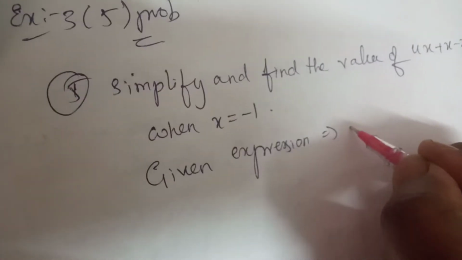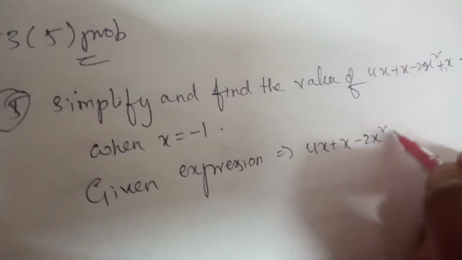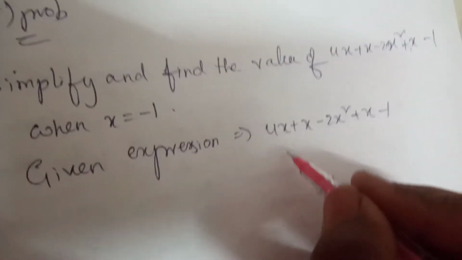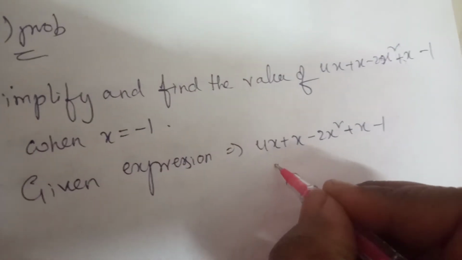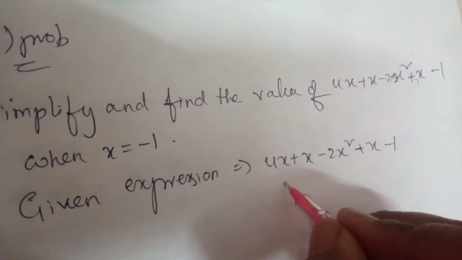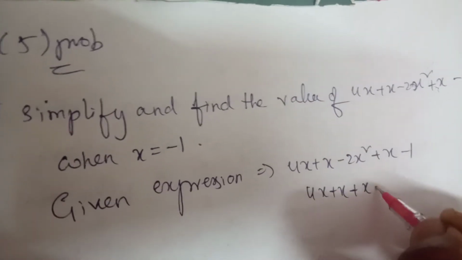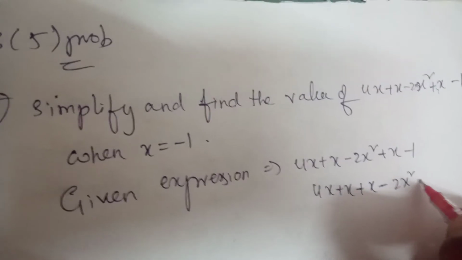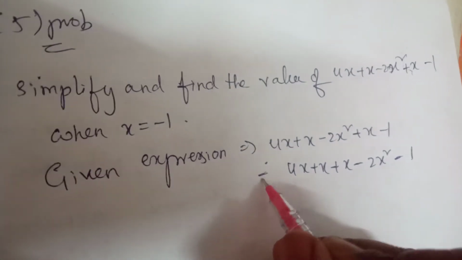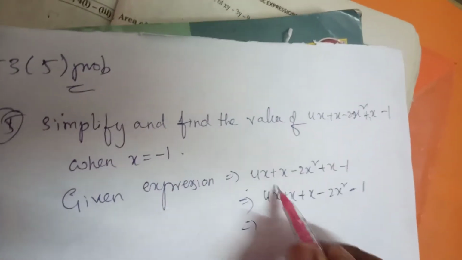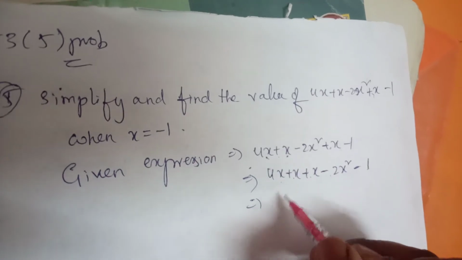What is the expression given? 4x plus x minus 2x square plus x minus 1. From this expression, we are going to give the x value. First, we have to simplify it. Bring all x terms together: 4x plus x minus 2x square minus 1.